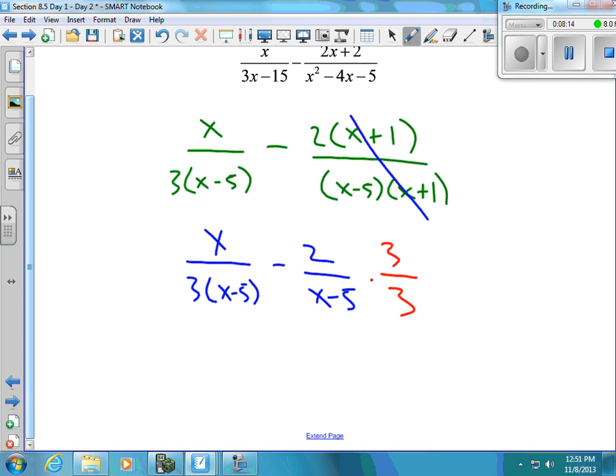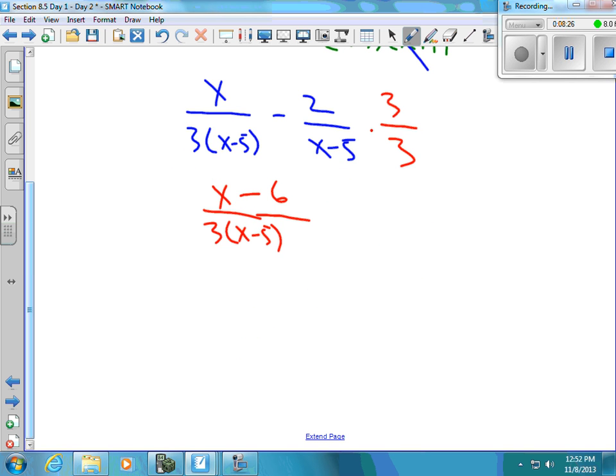And then I end up with x times 3 times x minus 5, one denominator, minus 2 times 3 is 6. And that's my answer. One denominator, we did 3 times 2 is 6. That's where the 6 came from. It's all over one denominator because now we're going to have 3 times x minus 5. Can't reduce anything else. That's it.